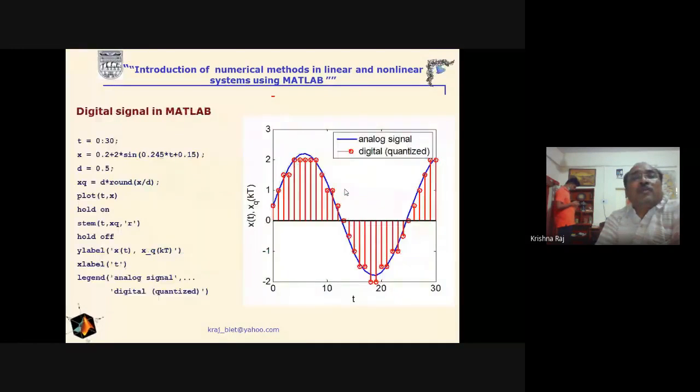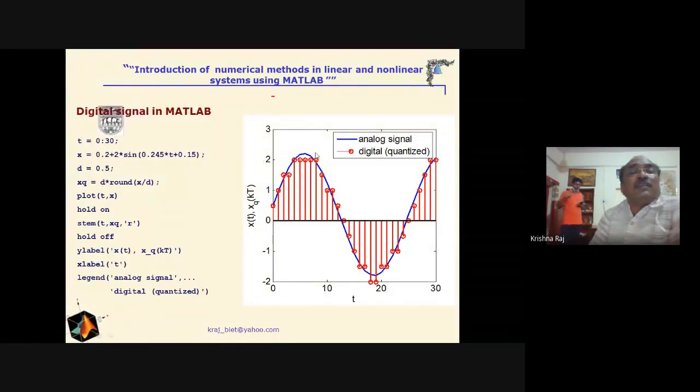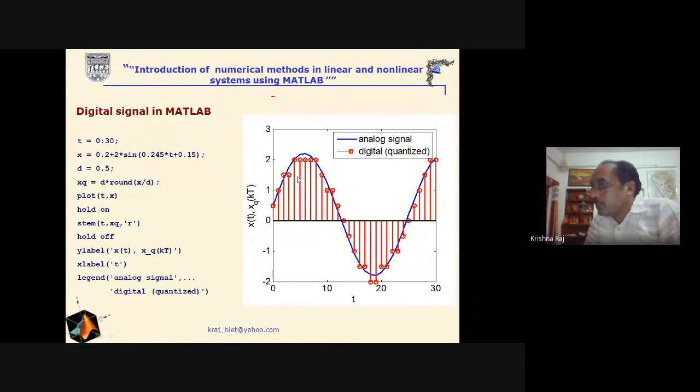One more concept is related to quantization. As we have discussed many times, quantization is required for the purpose of implementation. That depends upon the processor's word length during the software or the hardware implementation. Now the digital signal can be generated here. First we generate the sinusoidal signal, and then using stem we can generate the digital signals.